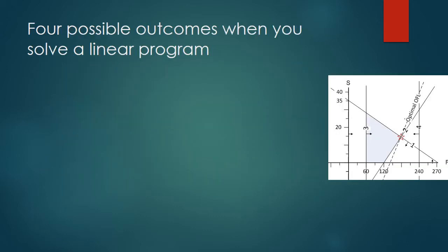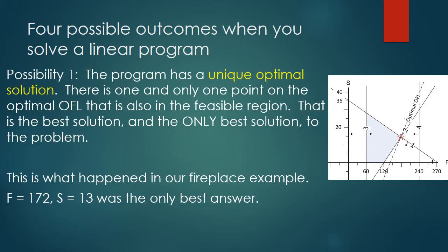Okay, that basically handles the terminology. But I want to show you what can happen when you solve a linear program, because what we had happen in our example is the most common, but by no means the only possibility when you get the solution to a linear program. What we had, as you can see on the right-hand side, was that we found an optimal solution. It was the only optimal solution because it's the only point which is both on the optimal OFL and also inside the feasible region. The only way that you can make the most money in this problem, the biggest possible profit, is to make 172 fireplaces and to hire 13 salespeople.